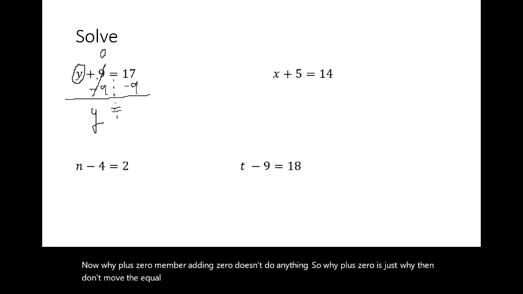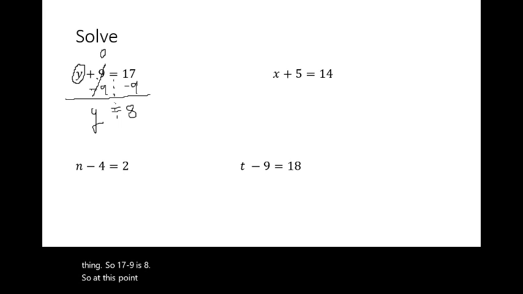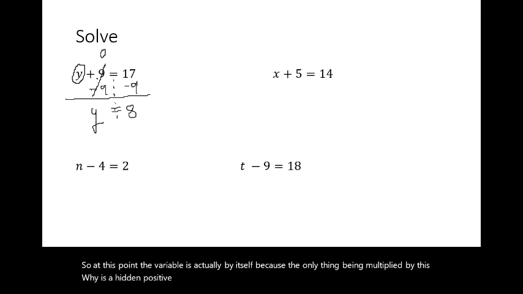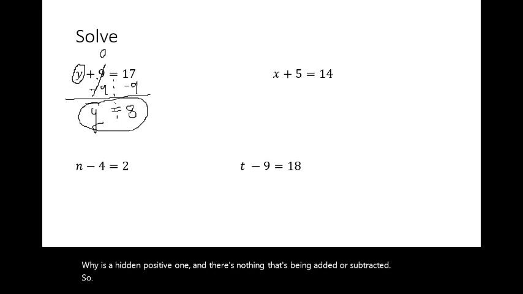And then on the right-hand side, we're going to do the exact same thing. So 17 minus 9 is 8. So at this point, the variable is actually by itself because the only thing being multiplied by this y is a hidden positive 1, and there's nothing that's being added or subtracted. So this is now our final answer.